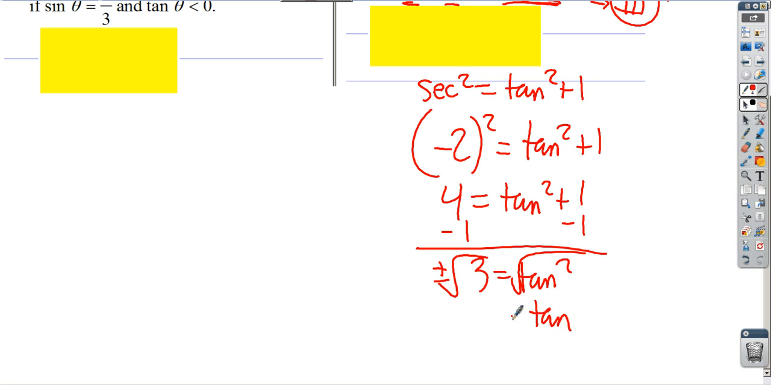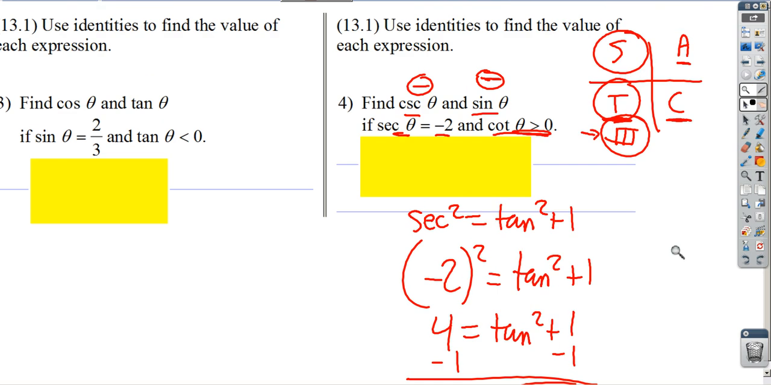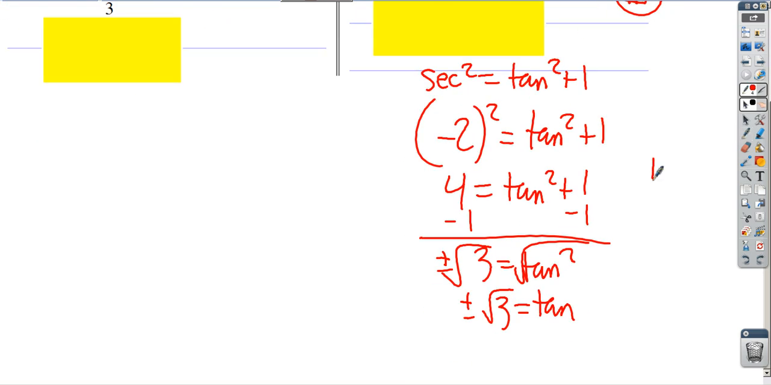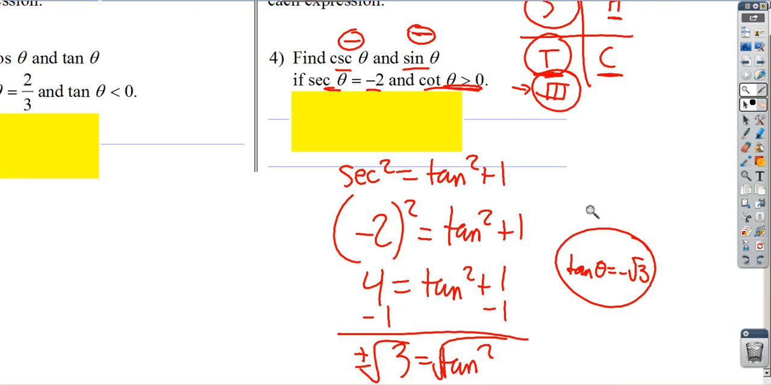tan. How do we know which one it is? Well, again, we said that we're in the 3rd quadrant where tan is positive, so that means tan is going to be negative root 3. So we'll keep that. That's not what we were asked to find, though. We were asked to find cosecant and sine. So we found tangent. Okay.